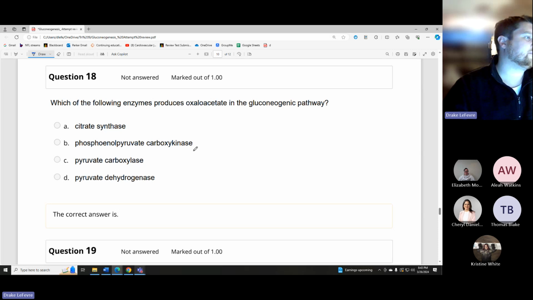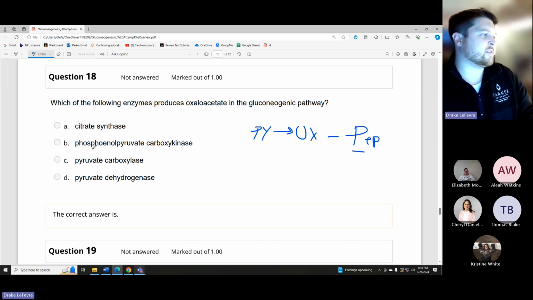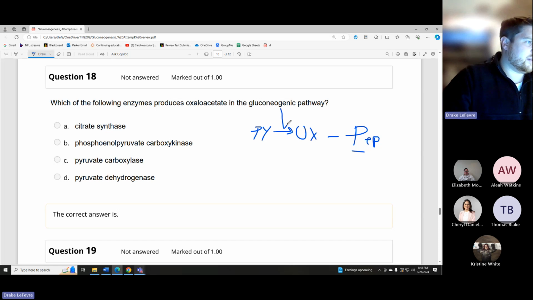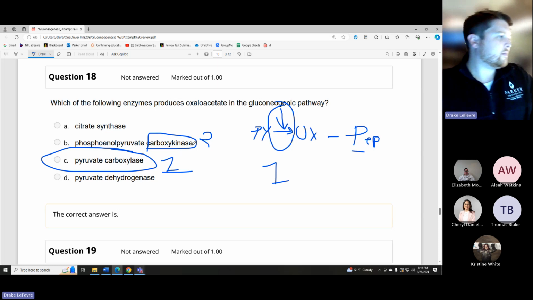Which of the following enzymes produces oxaloacetate in the gluconeogenic pathway? So remember, we go from pyruvate to oxaloacetate to phosphoenolpyruvate. What is the enzyme? Right here in the very first step of gluconeogenesis: pyruvate carboxylase. Yeah, because we add the carboxyl group and then we add the kinase. So this is step 1, and here is step 2 of gluconeogenesis.